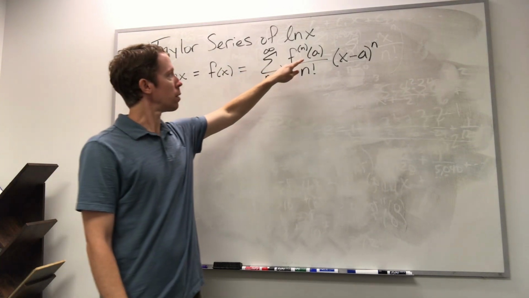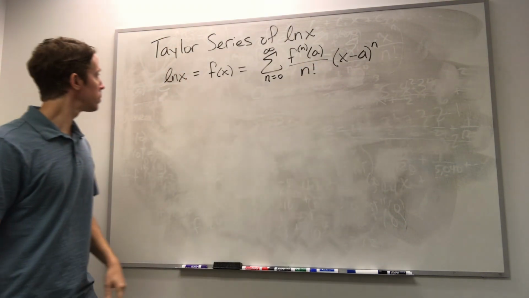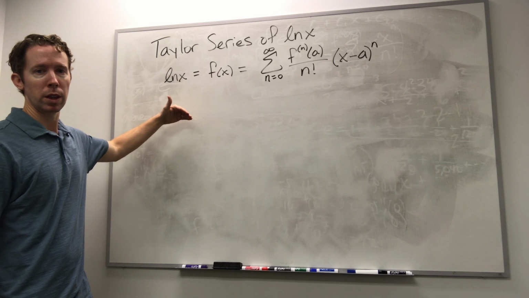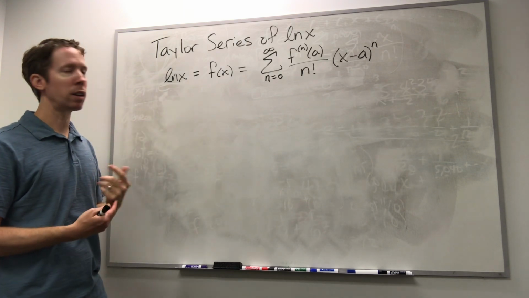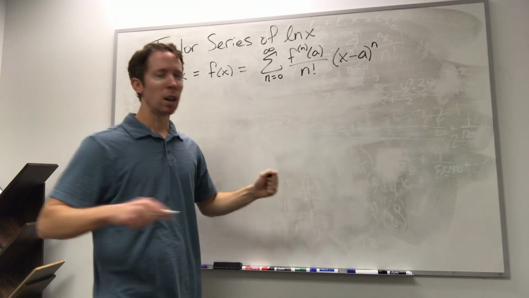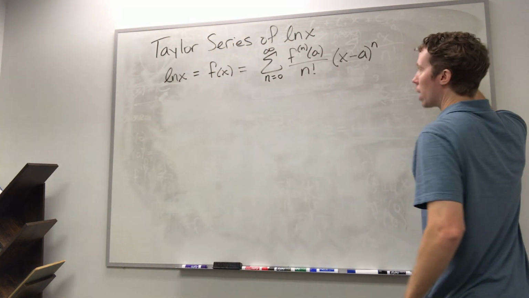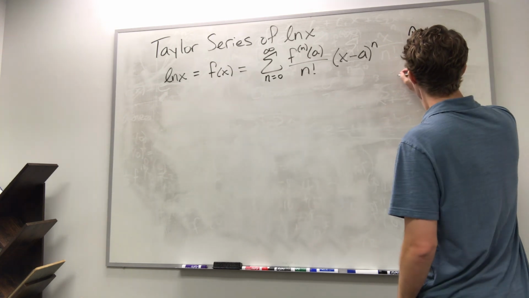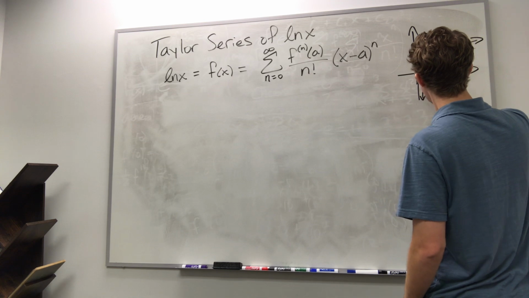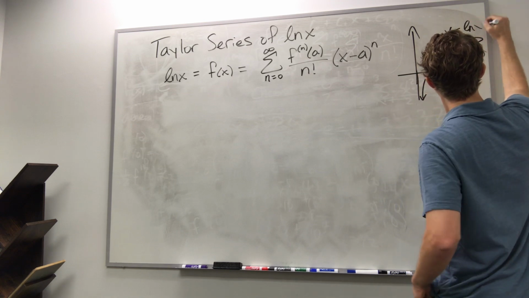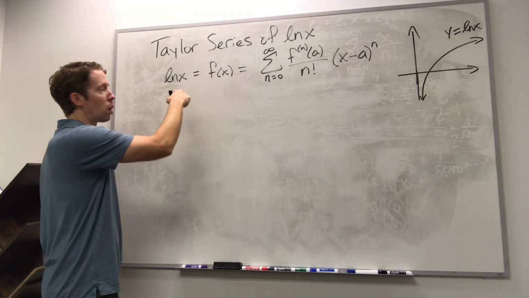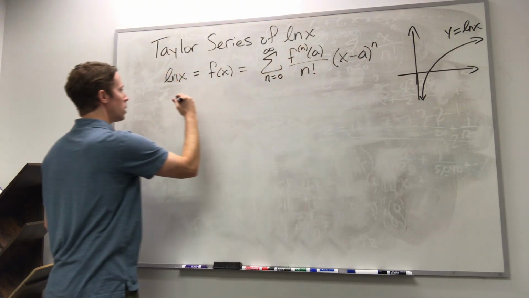I'm going to need to pick a value of a to center my Taylor series. And my first step is to start taking derivatives of this thing, see if I can find a pattern, and then I'll see if I can find a convenient value of a to center my series at. I'll think about the graph of natural log of x as well, just to refresh my memory on some important properties of that function. All right, so f is natural log of x, that's f0 here.